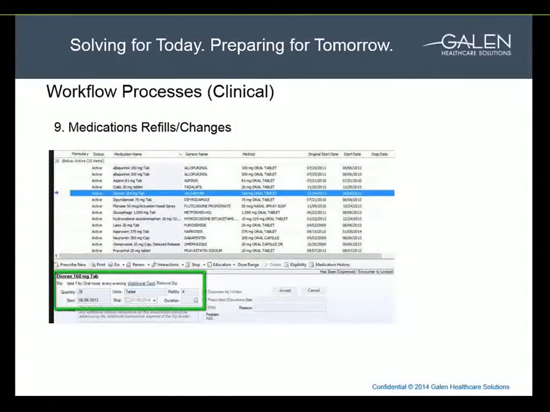On to medication refills, number 9. Here we need to observe and capture the process steps for prescription refills from the time the patient contacts the physician, the fulfillment of the refill, and update of the patient's medical record.